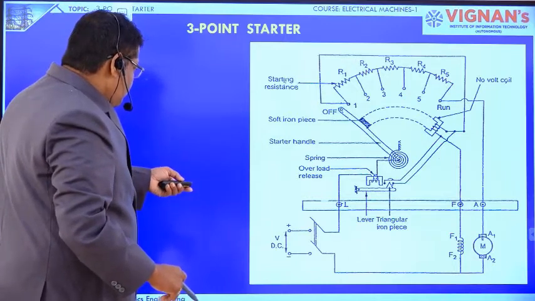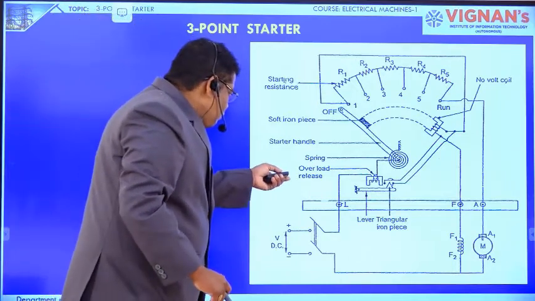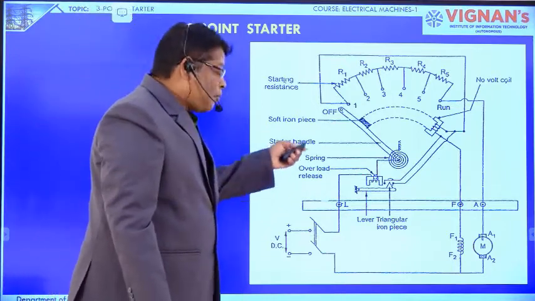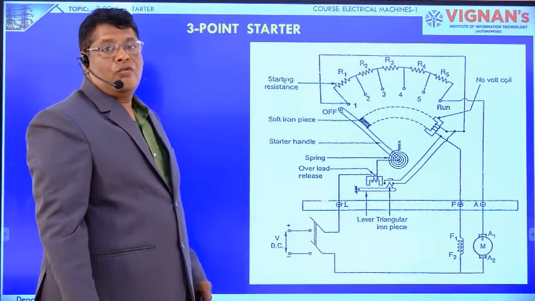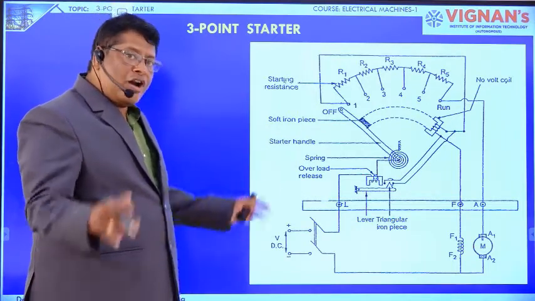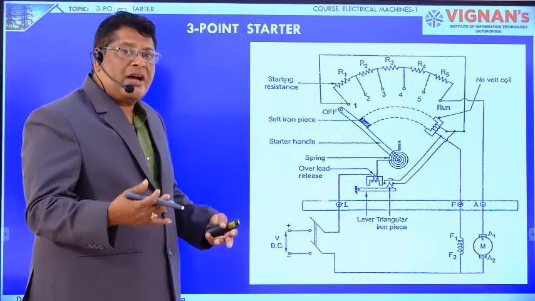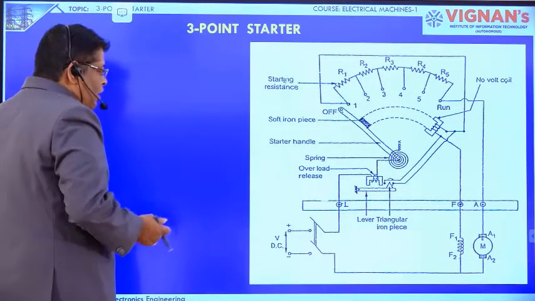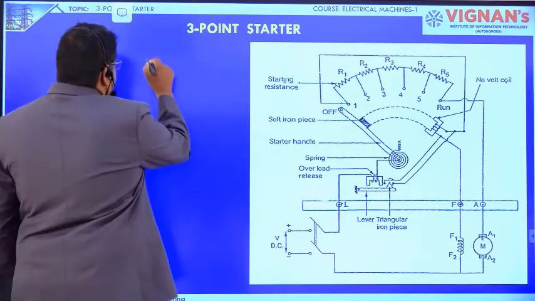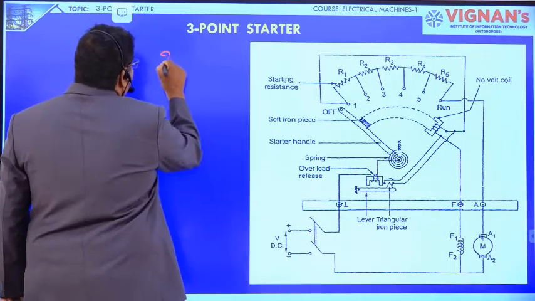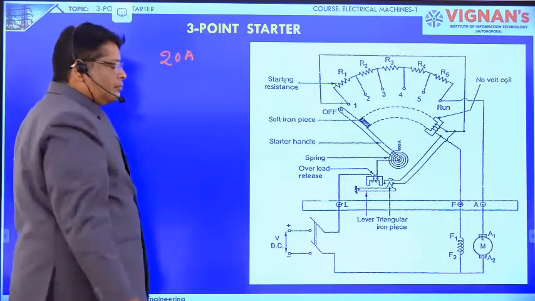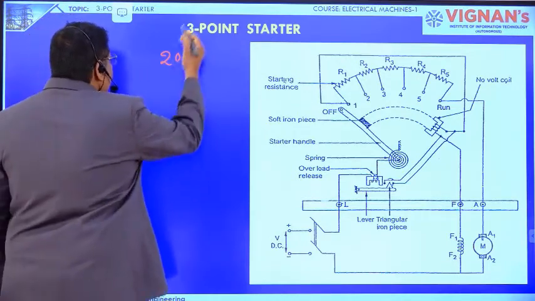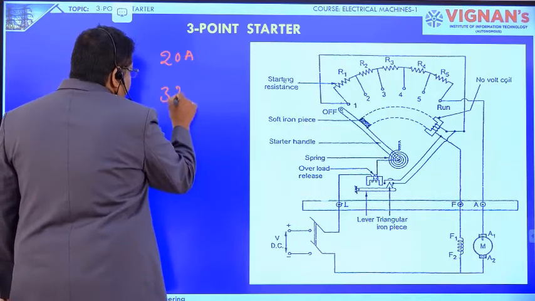Now come to the function of the overload relay or overload protection of a DC motor. Overload is nothing but if the load on a motor increases, the motor has to take a greater amount of current. Suppose the rating of the motor is 20 amperes. As the mechanical load of the motor increases, the motor will take more current than the 20 amperes, that is 32 amperes.